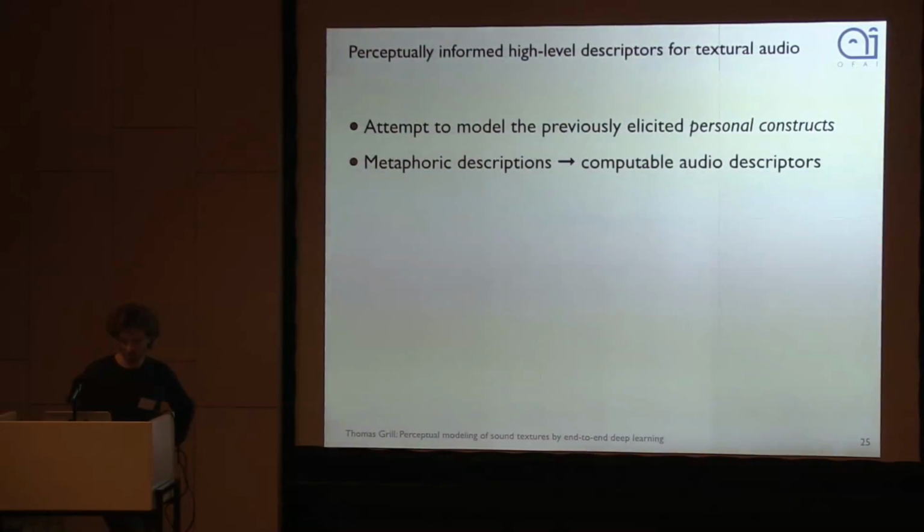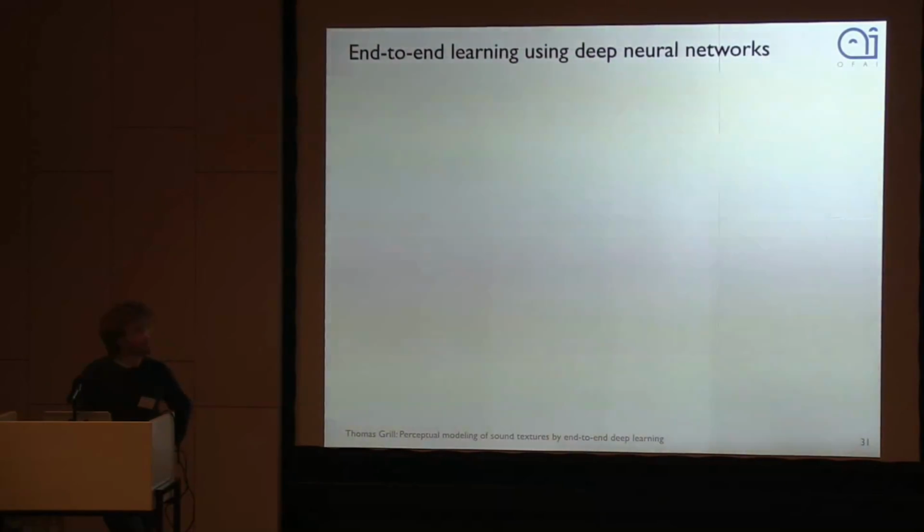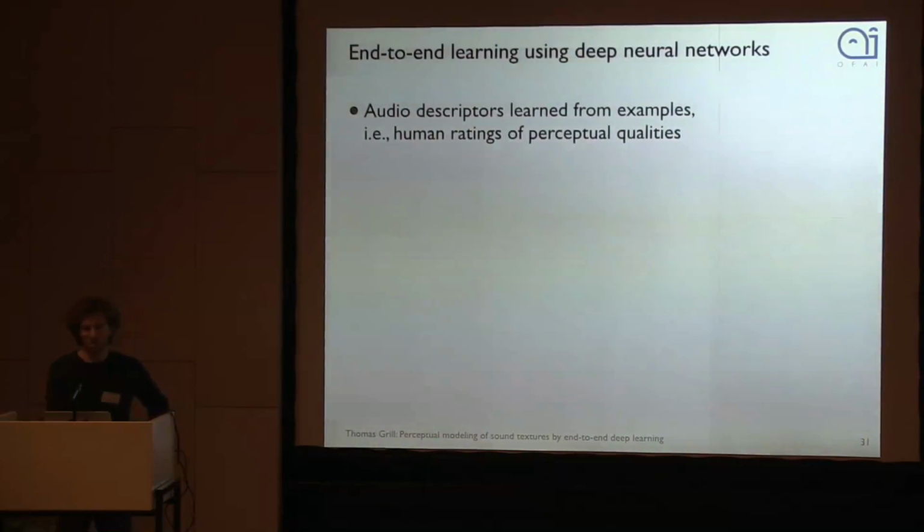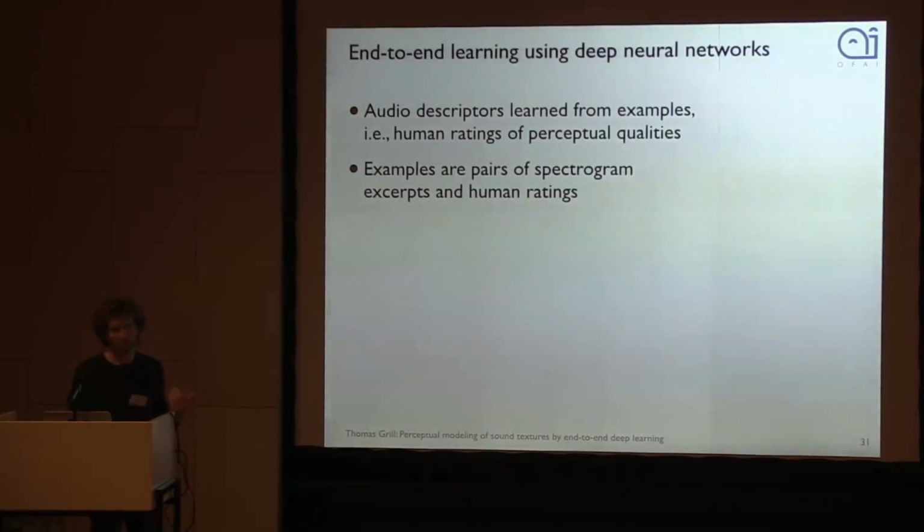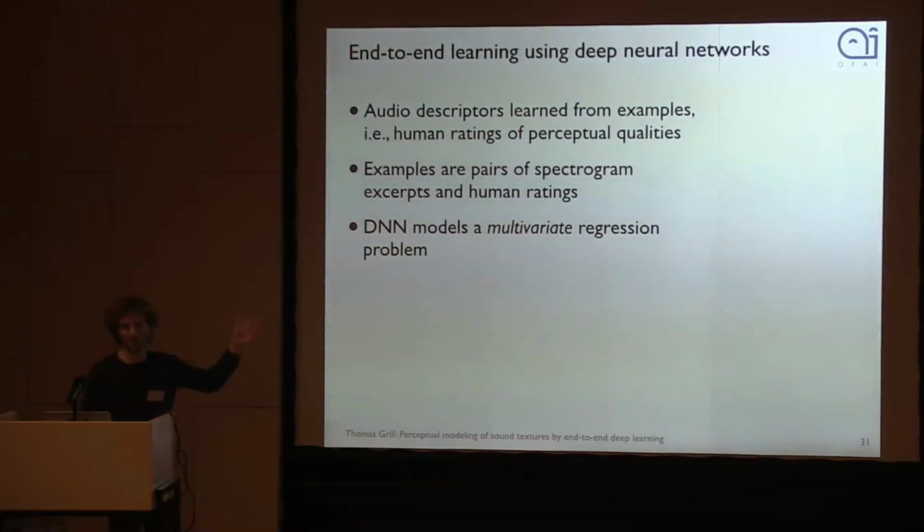Since I'm late in time, I will skip a little and go directly to the neural networks. What we want to have are audio descriptors learned from the examples given. The examples are basically pairs of a spectrogram, that is the sound, and the human ratings that we asked people for different qualities. And what we use is a deep neural network, which models a multivariate regression problem. This is what they do usually.